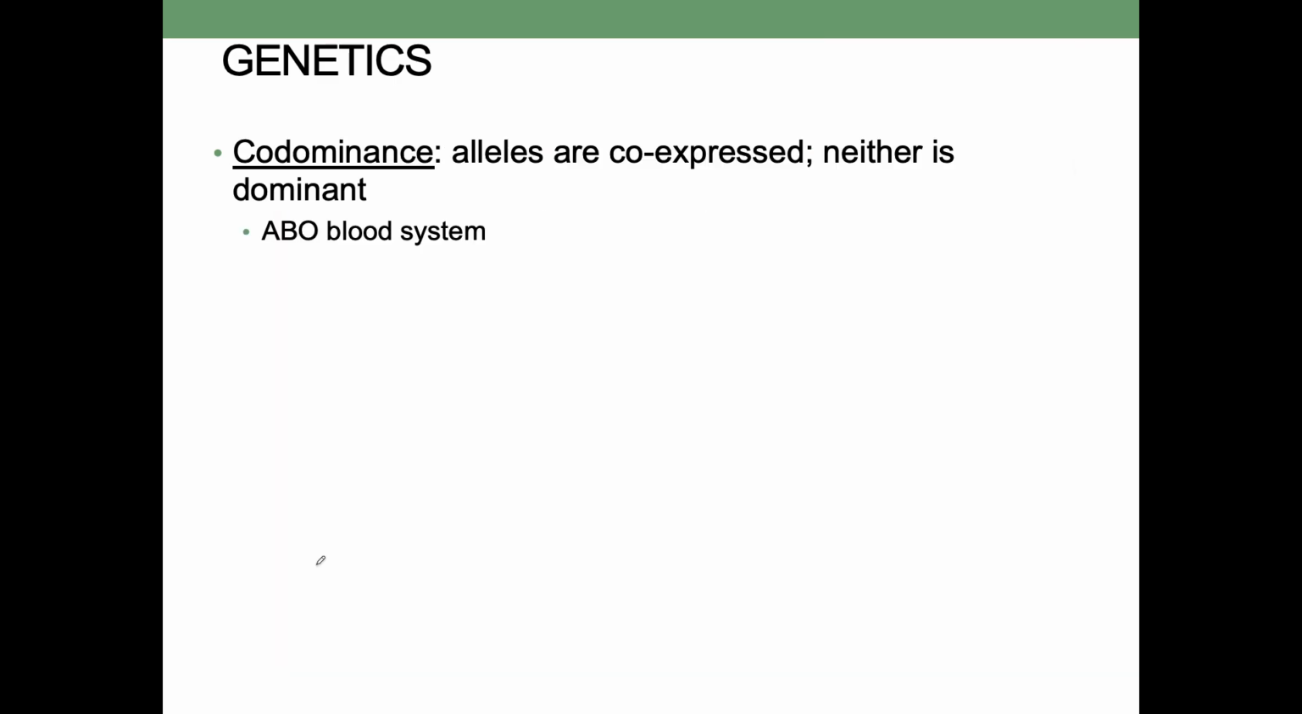Okay, so what about this thing called codominance that I mentioned? Well, in this case, neither allele is dominant. The alleles are expressed at the same time. They're co-expressed. And one example of this is the ABO blood system. So we each have a blood type. And it turns out that depending on the alleles that we inherit from biological mother and father determine what our blood type is.